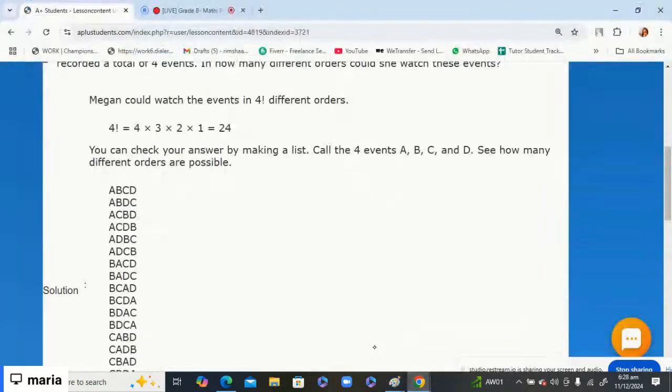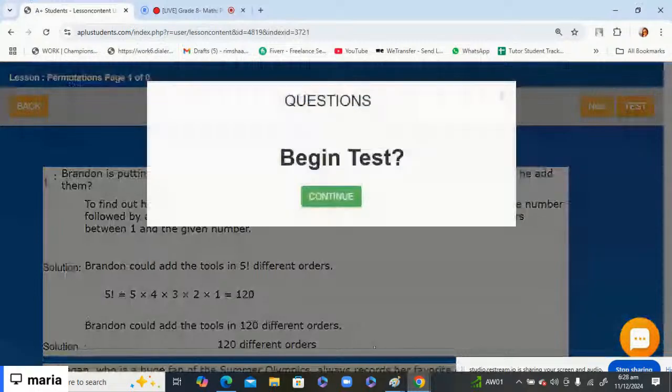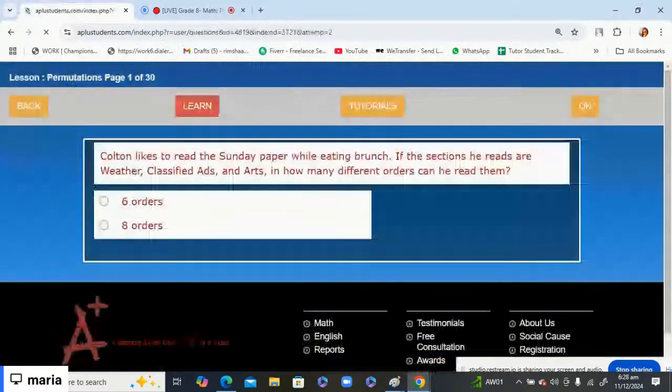Let's do one test question for that. Carlton liked to read the Sunday papers while eating brunch. If the sections he reads are weather, classified ads, and arts, in how many different orders can he read them? There are three sections, so it's 3 factorial. The answer for 3 factorial is 6. So it's 6 orders.